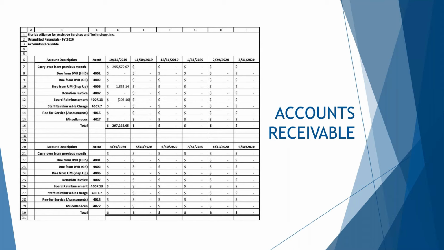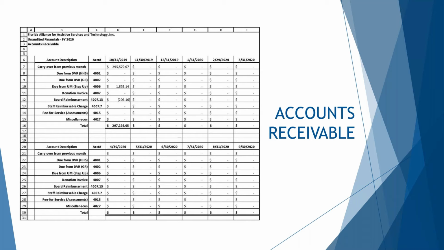Step Up usually ends up looking a little bit lower because by the time we have sent the invoice, they pay us in the same month. So it's almost like a difference of the two invoices that end up being in this account line. So it looks a little bit strange. Donations are here. If the board or staff have to reimburse us, they get noted here as well. And then any fee for service and miscellaneous invoices that we have to post. This throughout. Oh, I'm sorry.